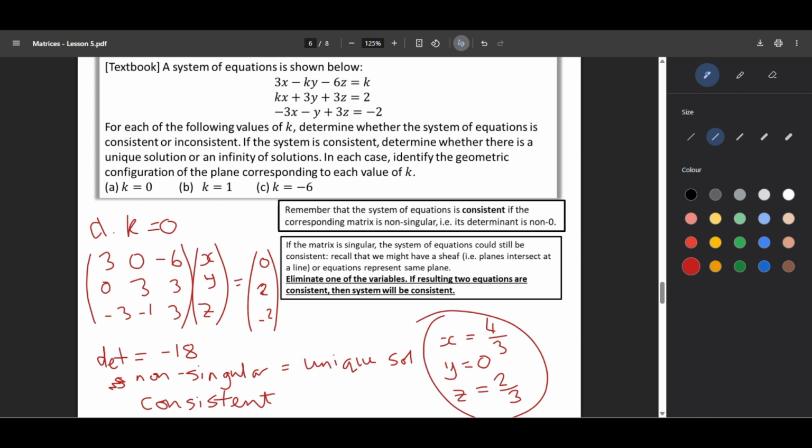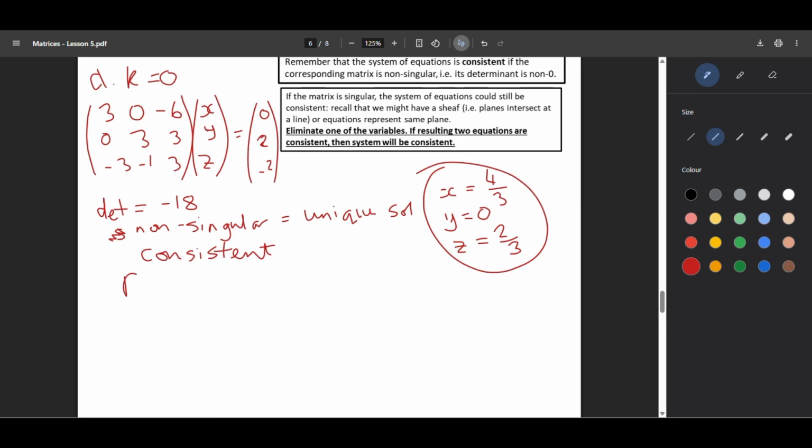And then identify the geometric configuration. Well, the geometric configuration is that they all meet at a singular point. So let's just write that. So the planes meet at a singular point. Okay, so that's the first one.